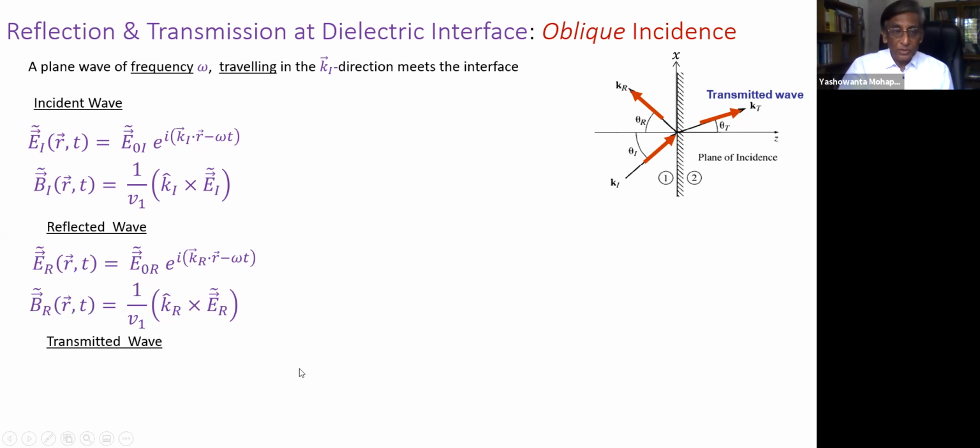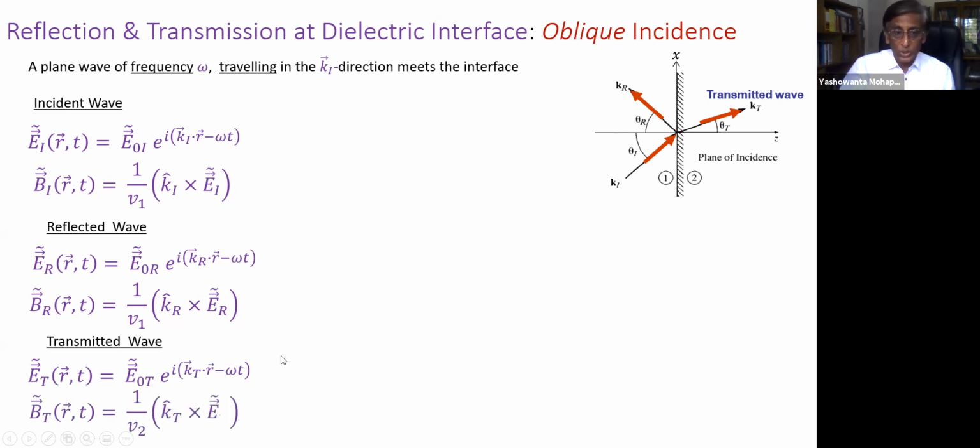The transmitted one is similar: Et is E0t e to the power i kt dot r minus omega t, and then Bt is simply 1 by v2 now, because it's now medium 2, and kt is the direction in which this is traveling, cross Et. So now we have given a description of the incident wave, the reflected wave, and the transmitted wave at an oblique incidence.